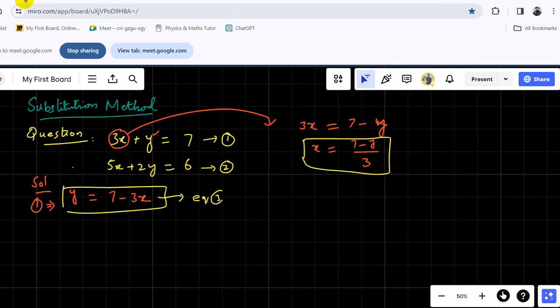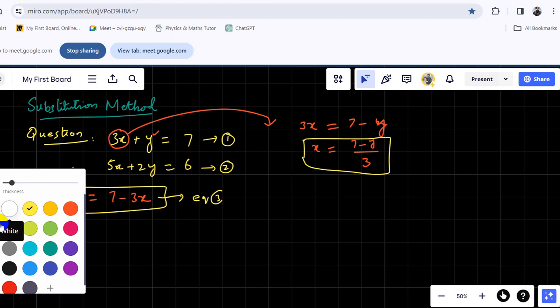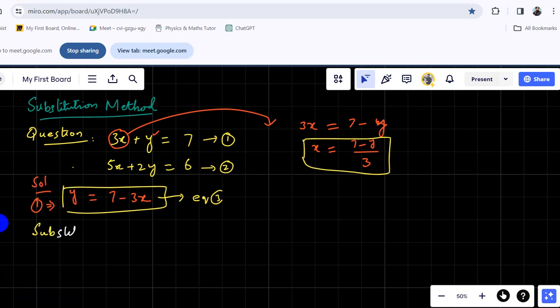Okay, so substitute equation 3 in equation 2. So this is the value of y. So 5x add 2 times 7 minus 3x is equal to 6.